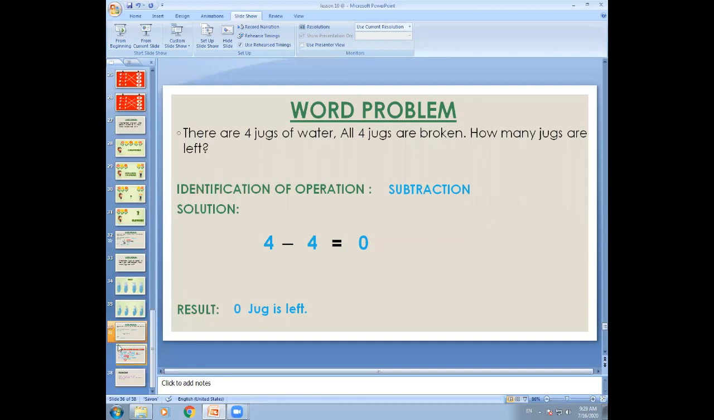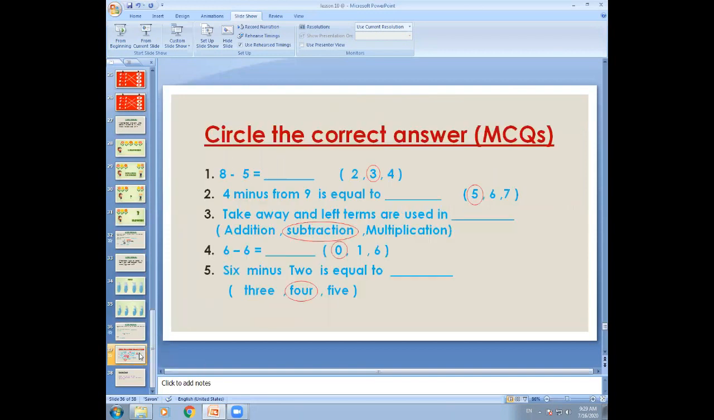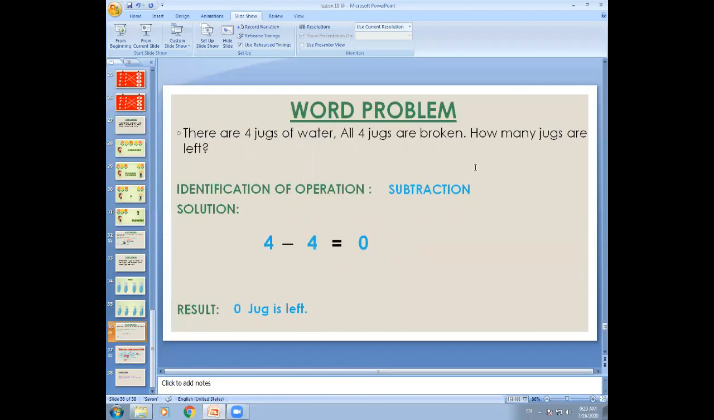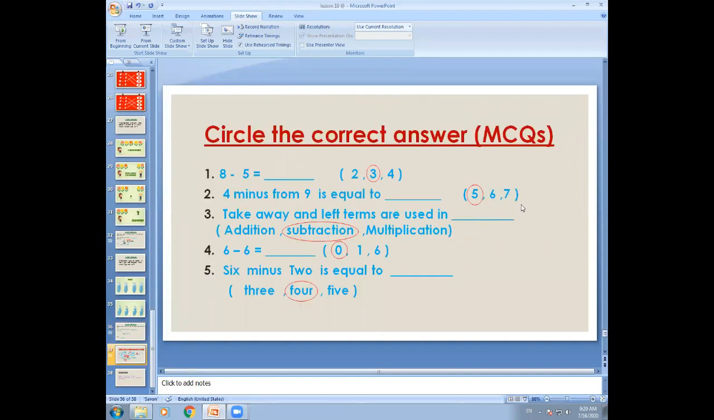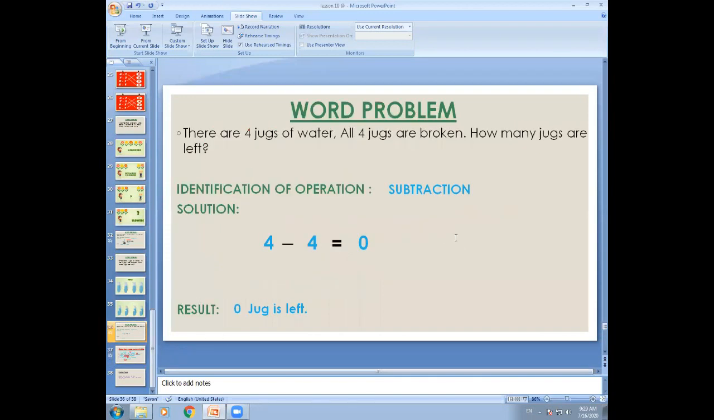And the other one is MCQs. Also take a screenshot of these MCQs because you are doing these MCQs in your fair copy. Are you getting my point? This word problem and these MCQs you are doing in your fair copy. So first you make a title page of subtraction, then do the MCQs first, and then the word problem.